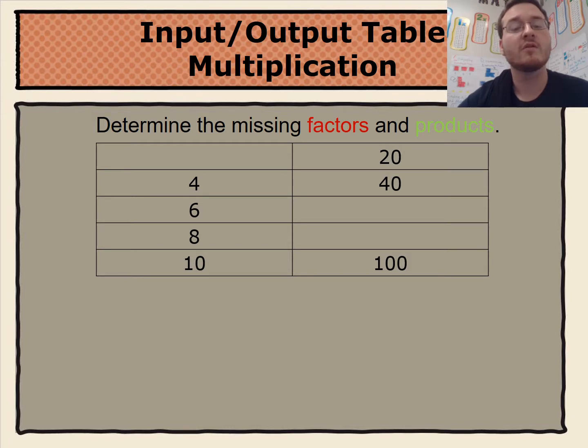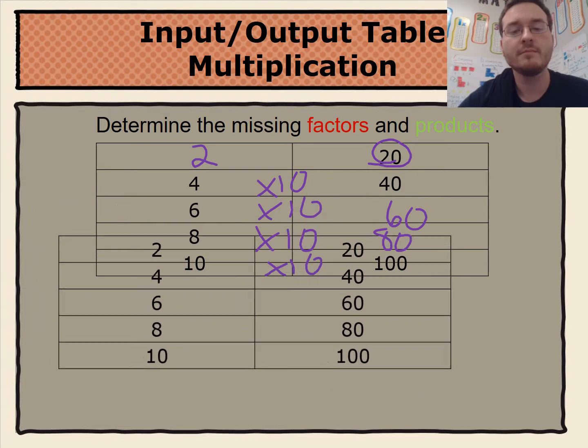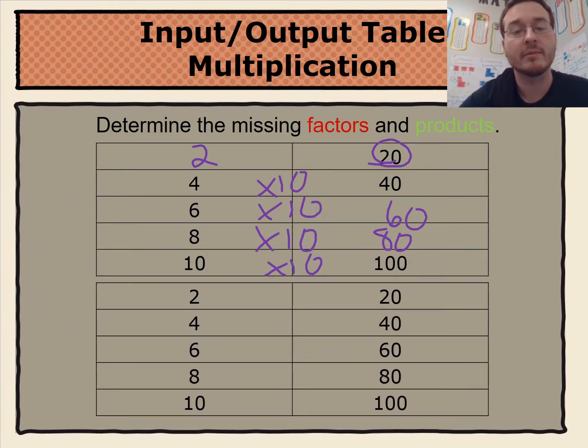Now, assuming you've unpaused it, you should have found that your rule was in fact times 10. And then you can apply this rule where you have inputs to find your missing output. So 6 times 10 is 60, and 8 times 10 is 80. Now, you're going to have to divide by 10 when you already know your output to find your input. Well, 20 divided by 10 is 2. And so this should give us our completed table, and it does match up successfully.